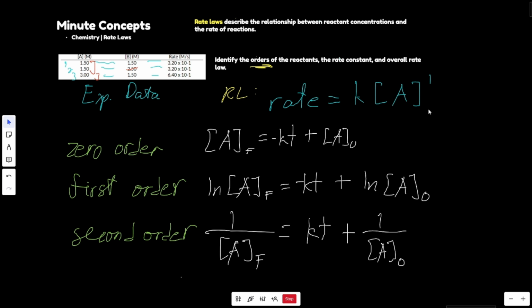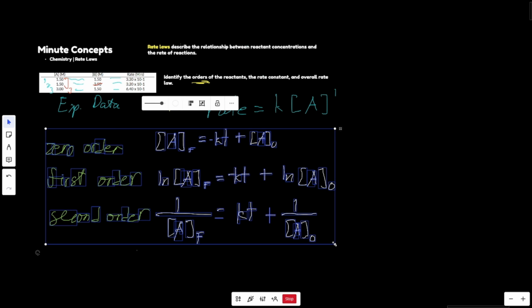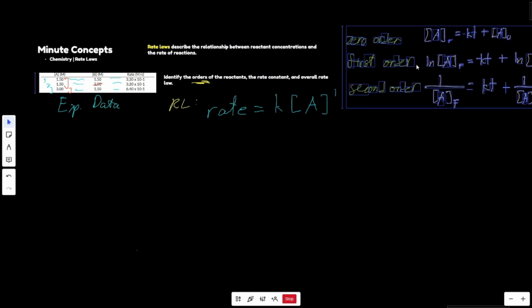So based on this, our overall order is 1. So for this rate law, we'll actually be using the first order integrated rate law. So take a screenshot of this, or you can rewind the video because I'm just going to put this up here.